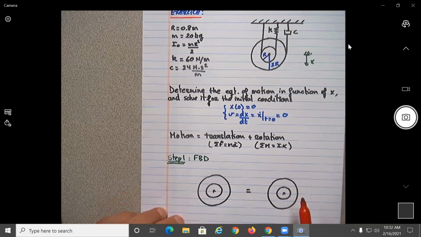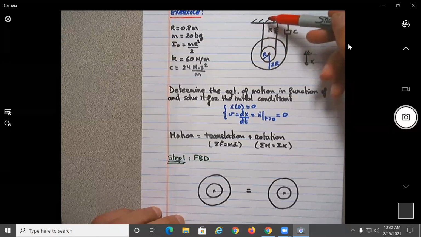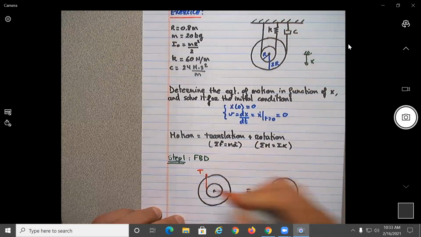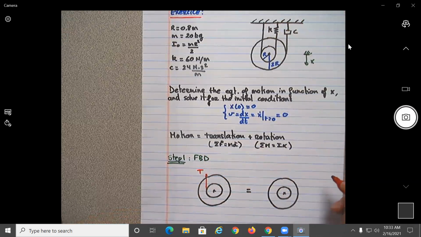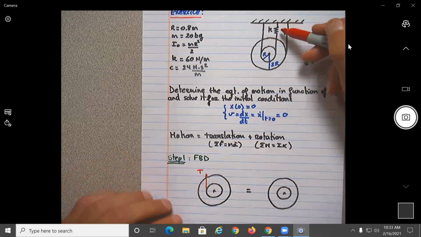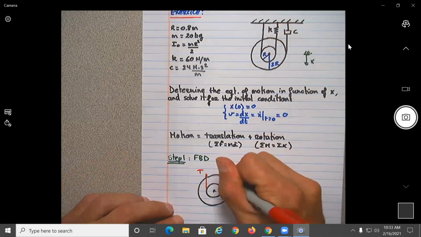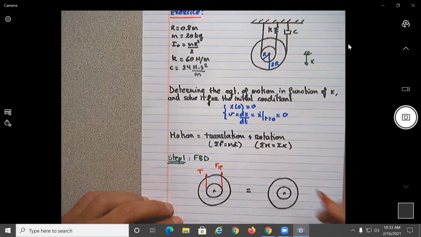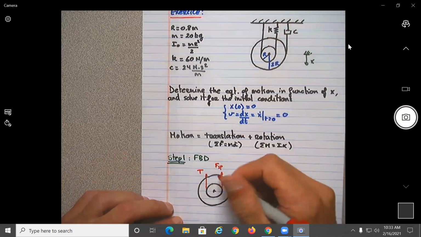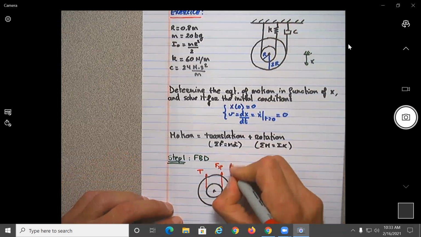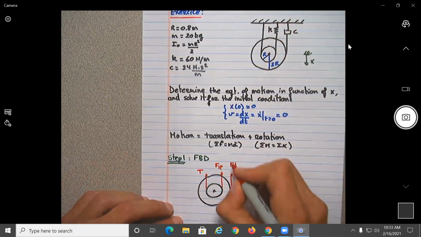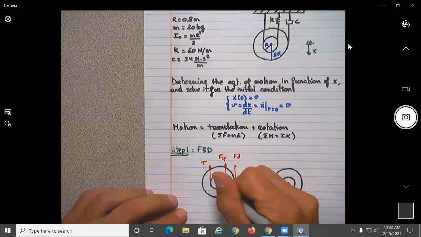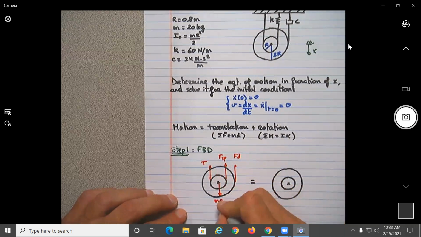So let's see what we have. On this string over here, we're going to have some tension T, okay? Then the spring here, what is the spring? This is going to create a spring force. If you want, you can put F spring. And then on the damper here, we're going to have F damper, F sub D. And then am I forgetting something? Yes, I'm forgetting the most important part. This will be mg.